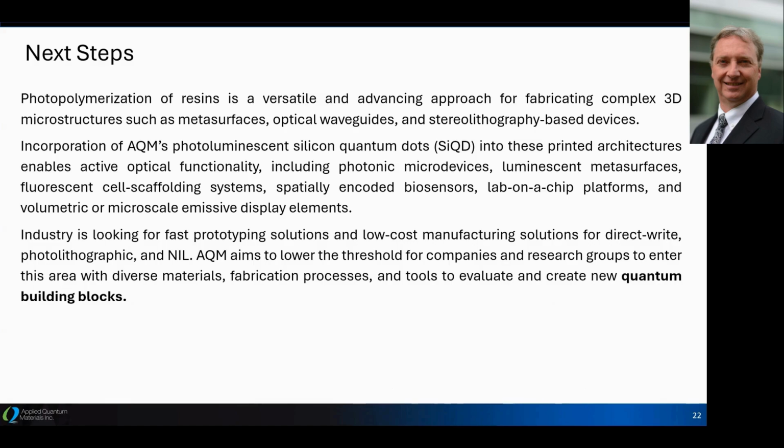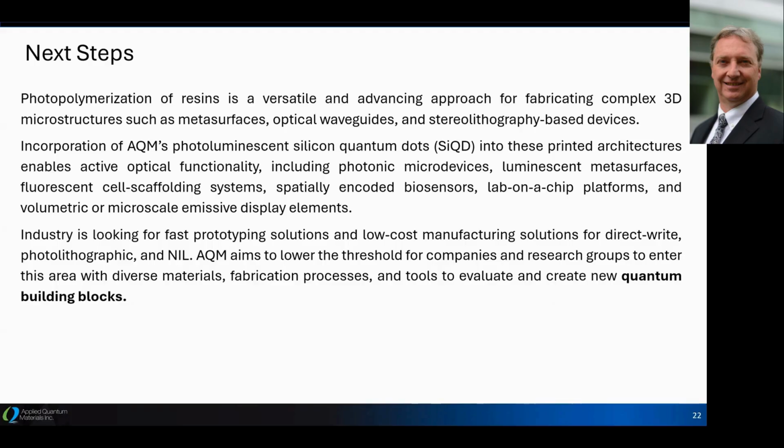So next steps. This is kind of where we're going. This is kind of the wrap up. Photopolymerization is a brand new area that is looking at complex 3D microstructures, metasurfaces, waveguides, and stereolithography devices. So we can actually build devices not from traditional lithography, but actually build it in 3 dimensions.